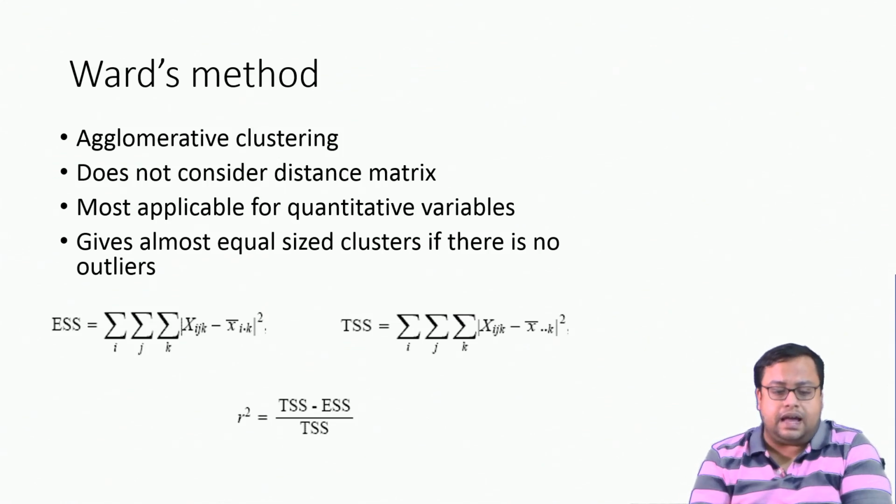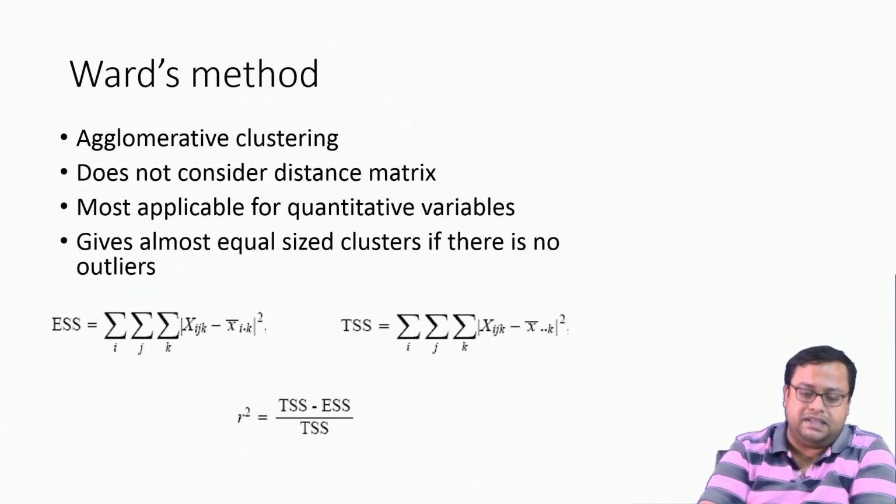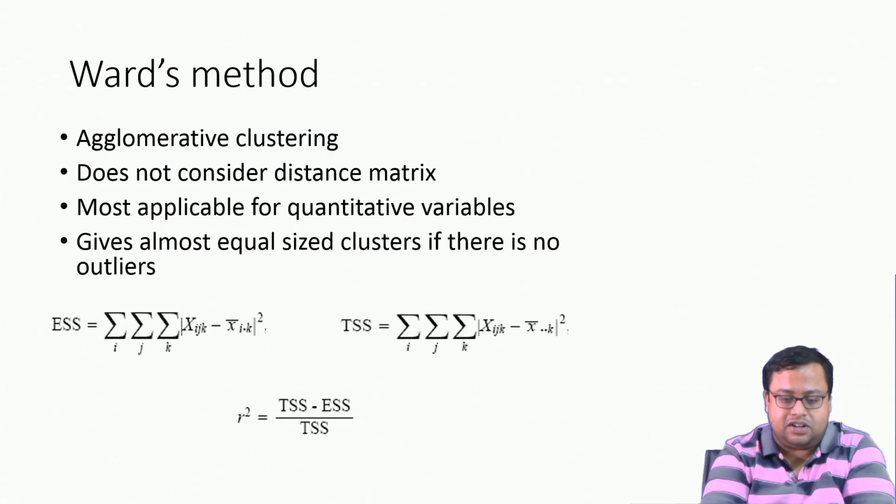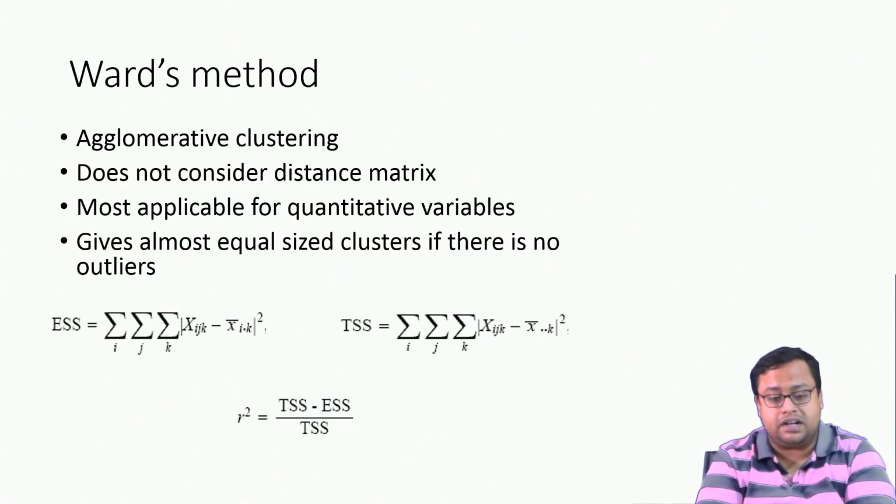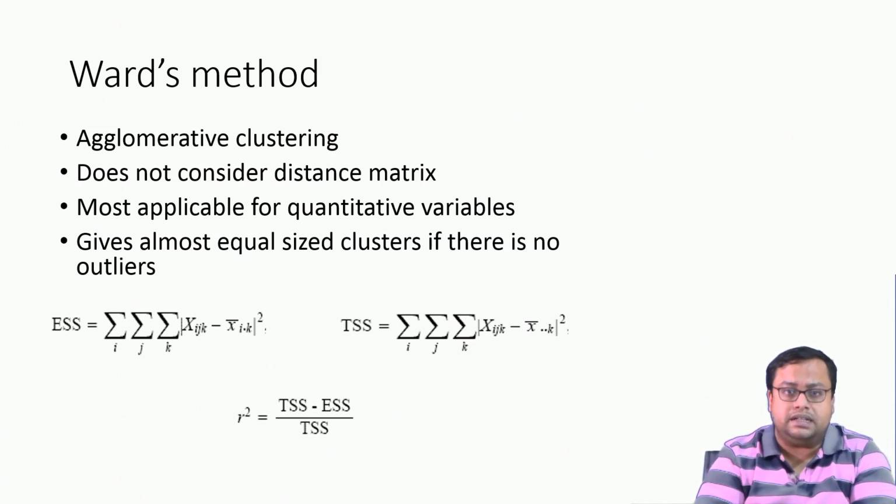Ward's method is agglomerative clustering. So, that means it is a hierarchical method and does not consider a distance matrix. It is mostly applicable for quantitative variables and gives almost equal size clusters if there is no outlier. So, these are some of the characteristics of Ward's method, which is a special type of hierarchical clustering.